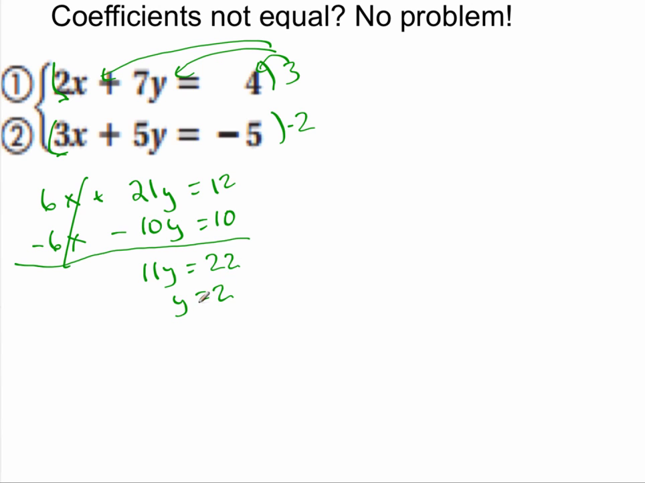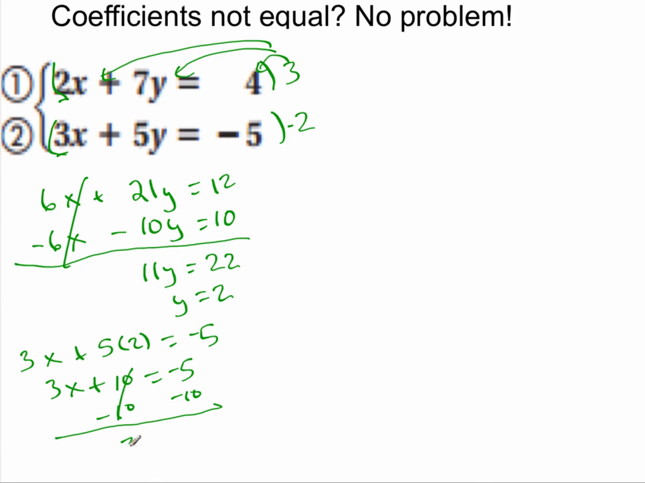Once I have one of the variables, I can put it back into either one of these equations. Let's go with the second one. 3x plus 5 times 2 is negative 5. So 3x plus 10 is negative 5. Subtract 10 from both sides. And that's going to go away. So 3x is negative 15. So x is negative 5. So my answer is negative 5, 2.